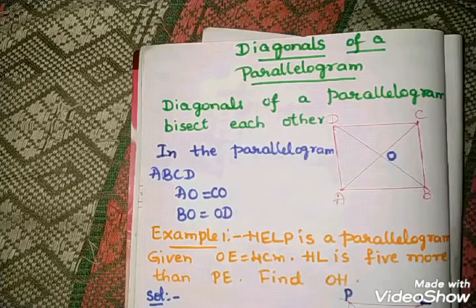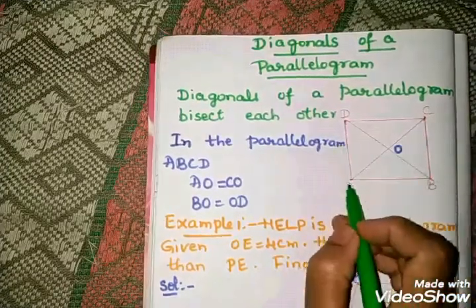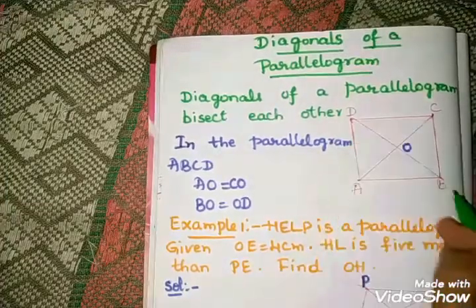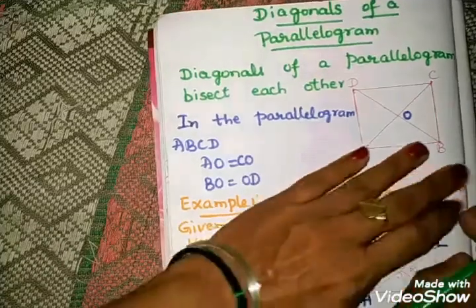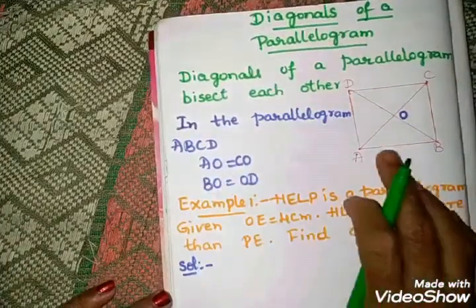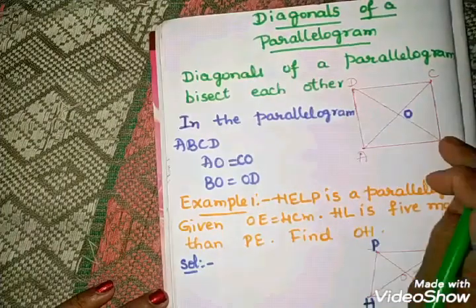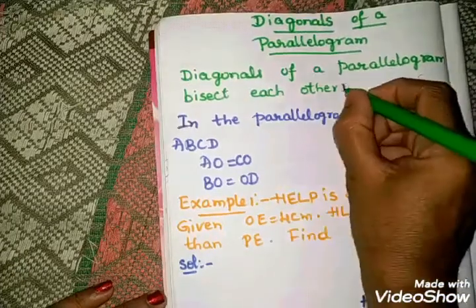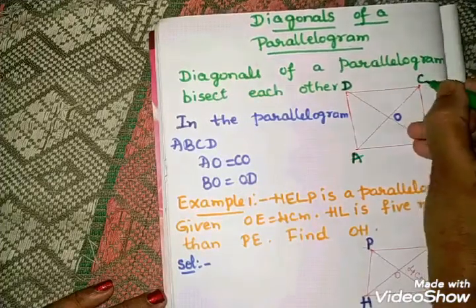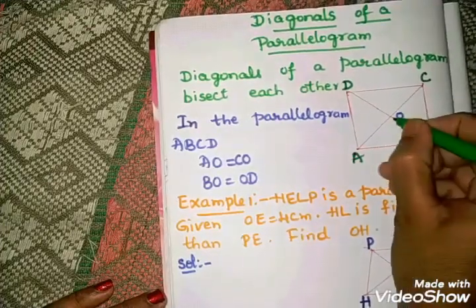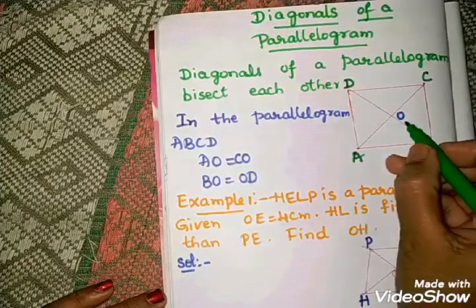When two diagonals are drawn in a quadrilateral, that is in a parallelogram, always they may not be equal. Depending upon the type of the parallelogram, it may not be equal, but they bisect each other. You can observe here, BD is the diagonal, AC is the diagonal. They are bisecting each other at O. Can you see, children, here? At O, they are bisecting each other.